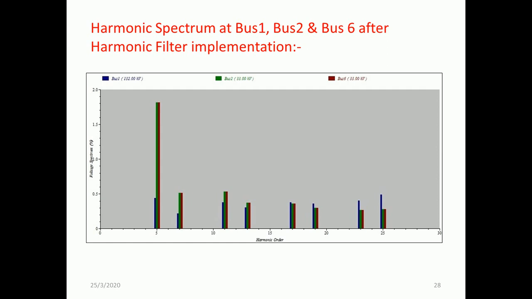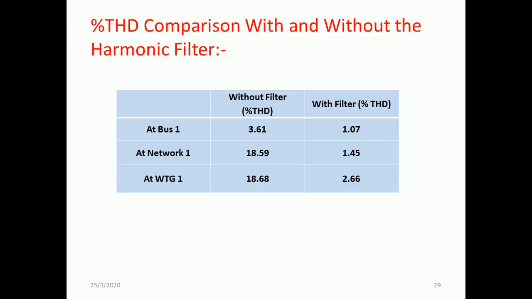Various factors have to be considered, like what is the operating voltage, because the higher the operating voltage, there are certain economic aspects which come into consideration. So implementation of the harmonic filter is yet another concern to a power system engineer. So this is the tabular representation without and with filter at bus 1. The percentage THD without harmonic filter is 3.6, whereas with filter it has reduced to 1.07%. So it is as per the grid codes.